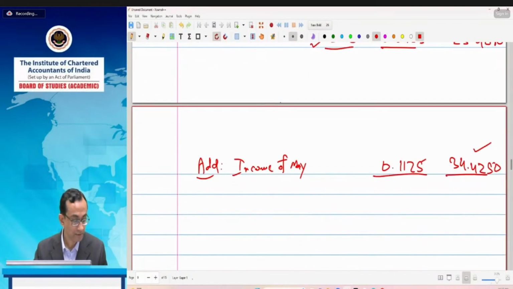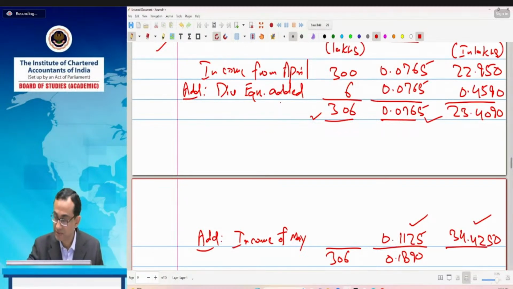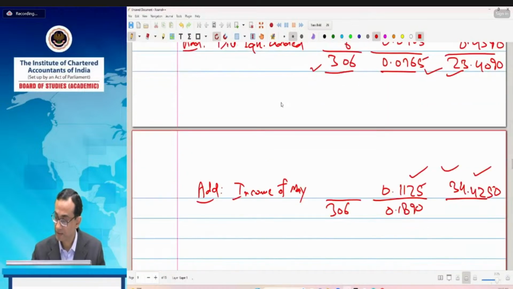So now 306 units, 0.1890 will be added. This 0.7065 plus 0.1125 will also be added. So the final figure will now be 57.8340.